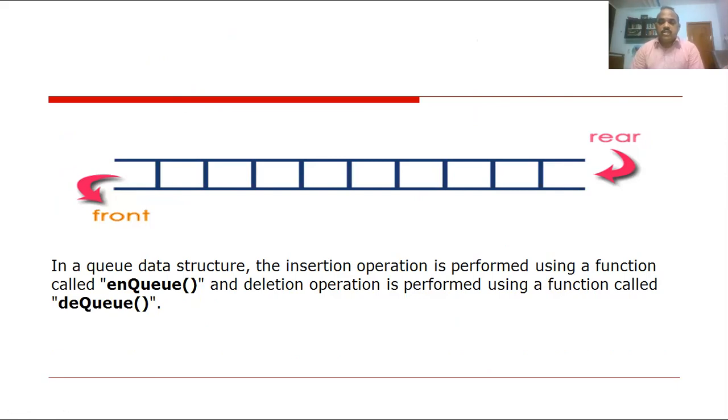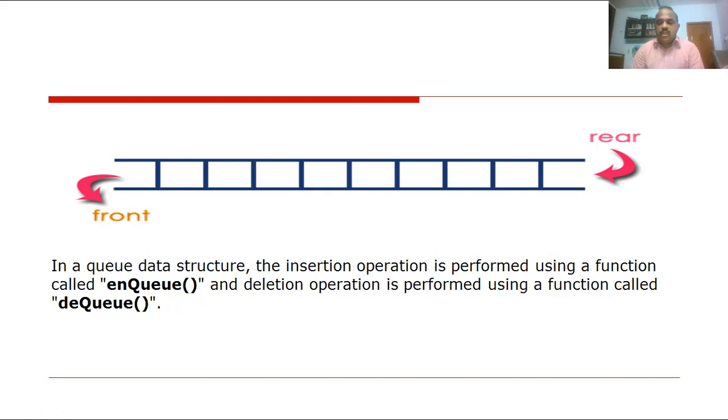Here insert operations are done at the rear position, and delete operations are done from the front position. Whereas a stack has only one end, that is called the top end. Insert and delete operations are done at only one end in the stack, the top of the stack. Whereas in a queue, we insert elements at the rear and delete elements from the front.